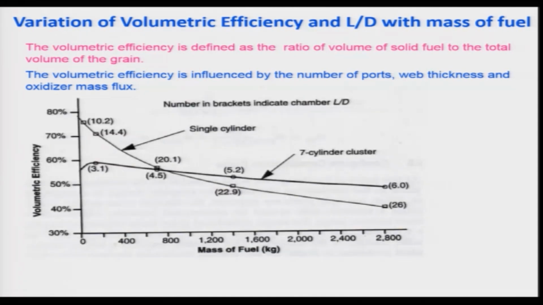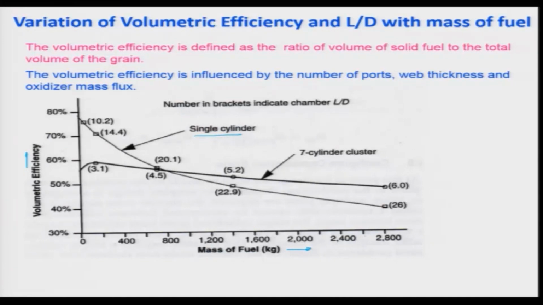Let us compare this data of volumetric efficiency, which is plotted along with the mass of fuel in kg on the horizontal axis. You can see that we have considered 2 cases. One is the single cylindrical fuel grain, and you can see the volumetric efficiency is very high, around 77 percent, when the mass of the fuel is very low, but unfortunately it goes on decreasing as the mass of the fuel increases.